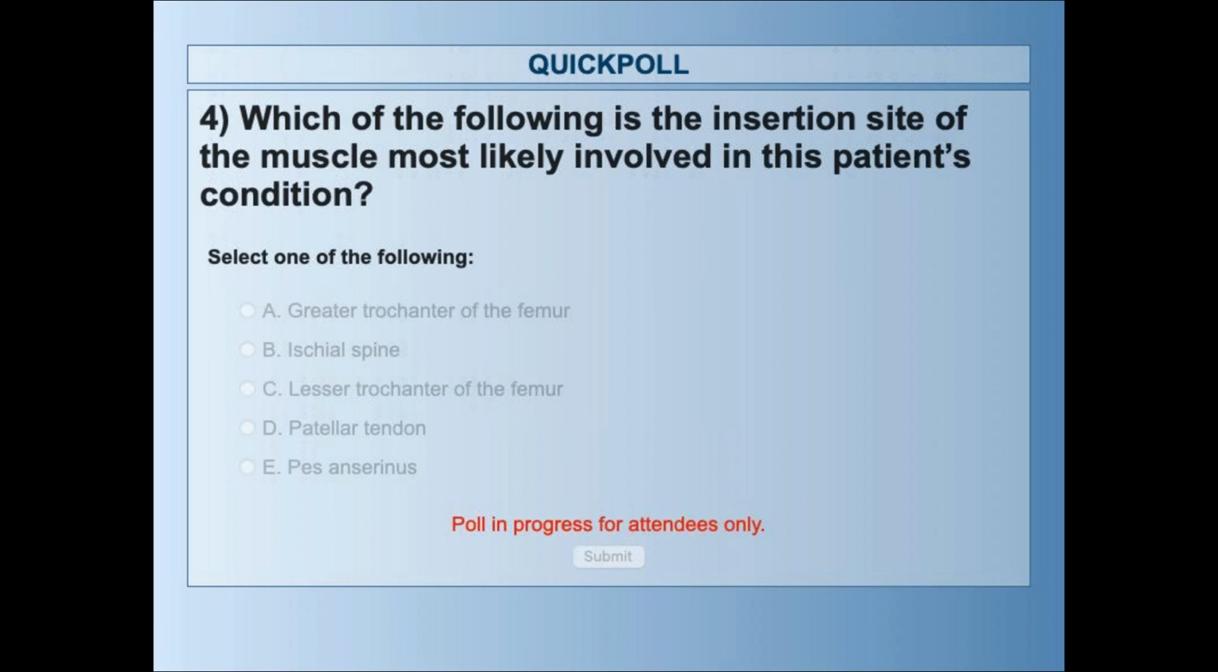All right, I see about half of you have responded. We'll give all of you a few more moments here. Looks pretty close so far.